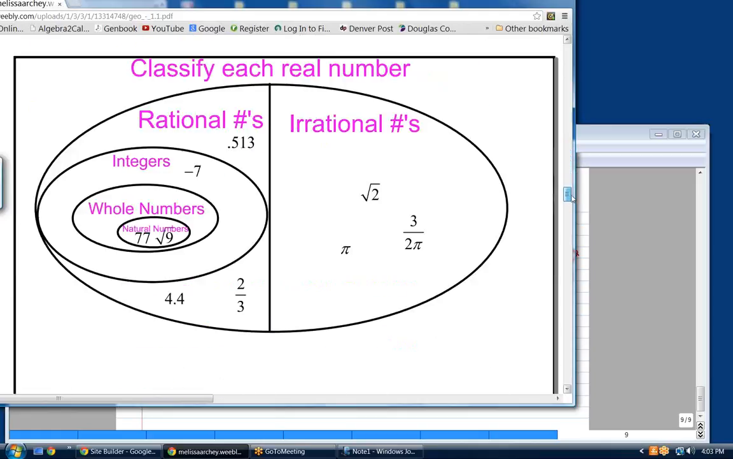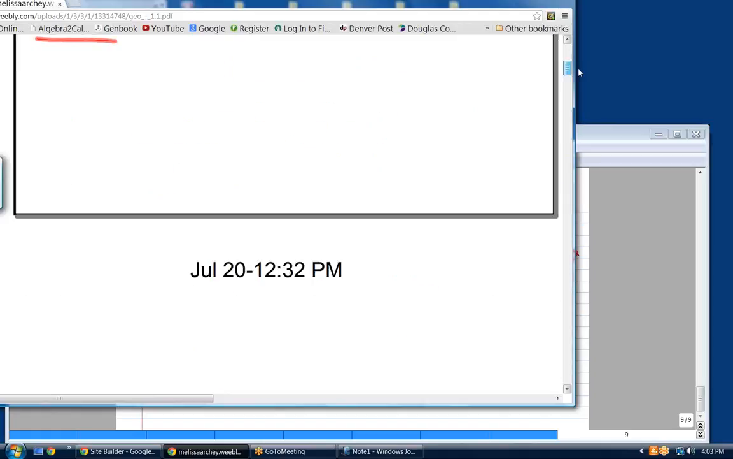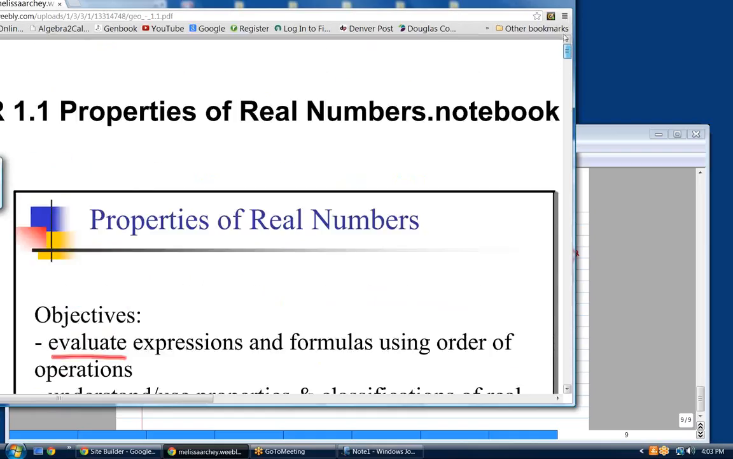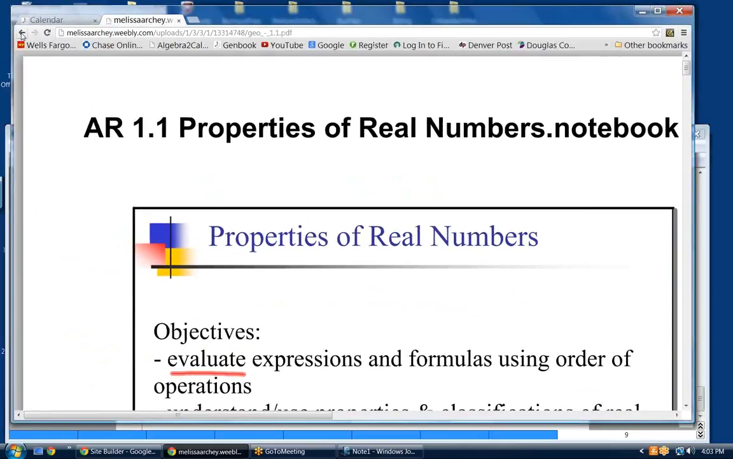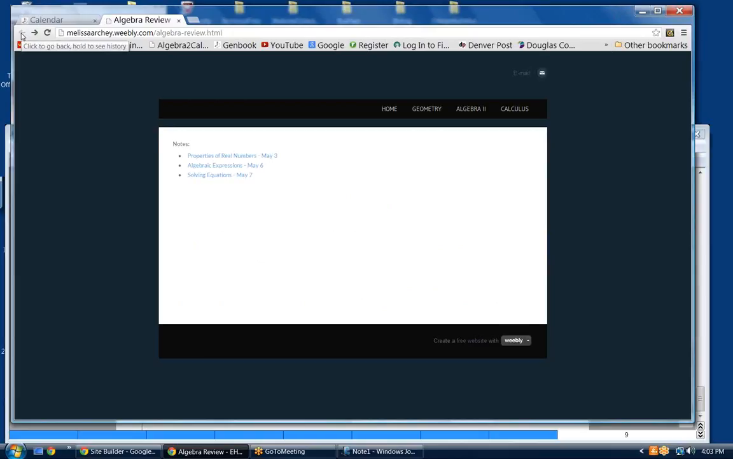So if we can get one more in, if you go back just to calendar. Hit the back arrow. Yeah, it should do it. Oh yeah, that was properties of real numbers. So we want to go to algebraic expressions now. Yep.